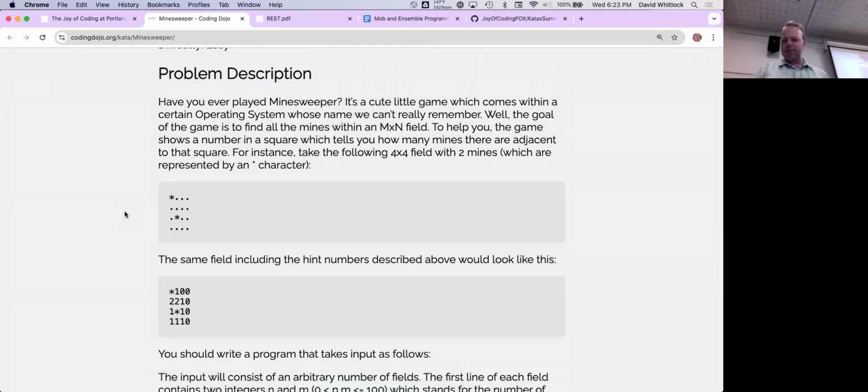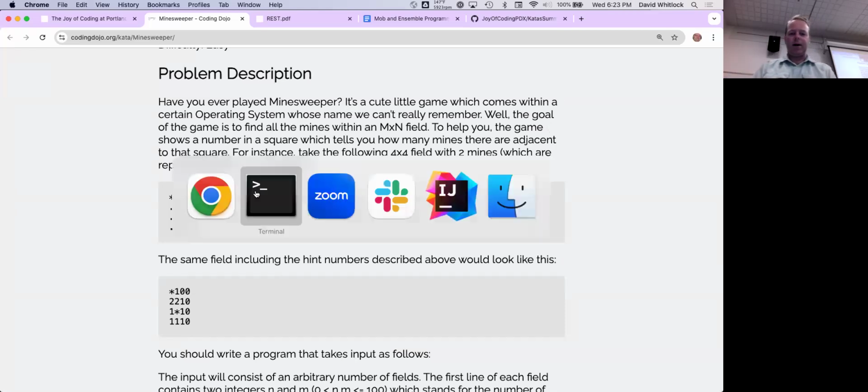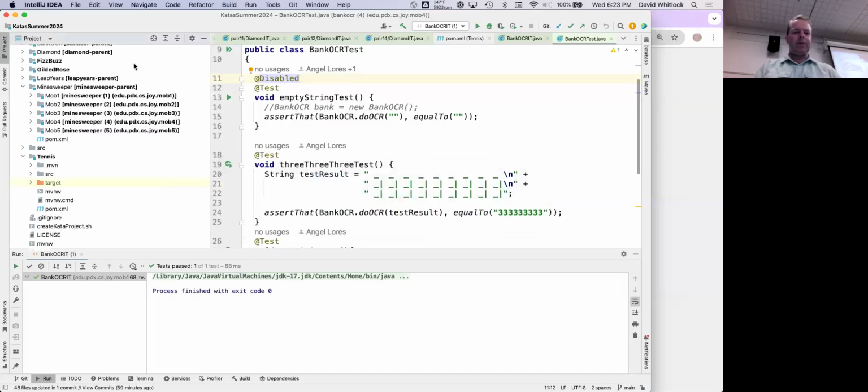Now let's figure out how many mobs we're going to do. So I'm guessing that, sorry, one more thing. While you're waiting, please go get the latest changes to the kata's repository checkout that I hope you all have. In it, you should see a new set of projects called Minesweeper. And then we'll figure out what number the various mobs are.